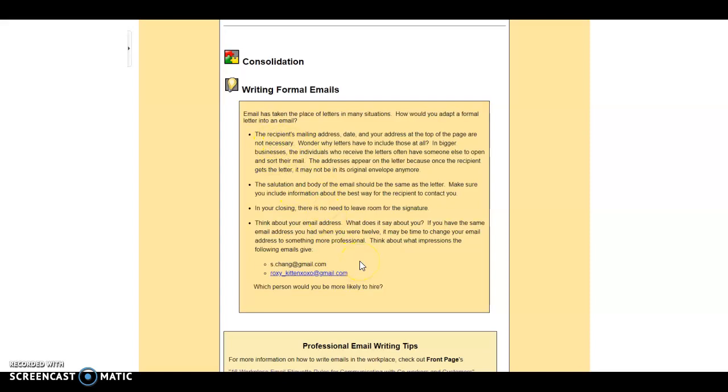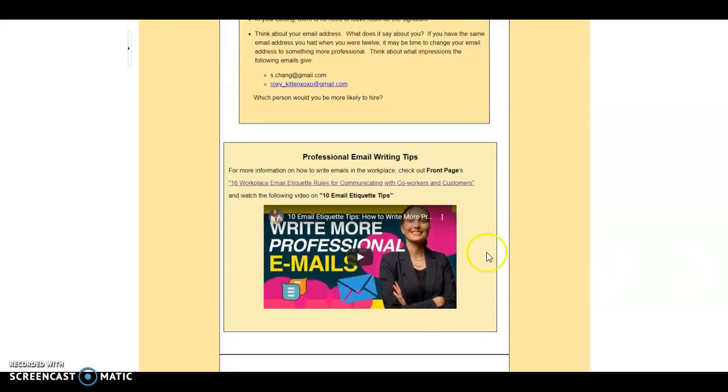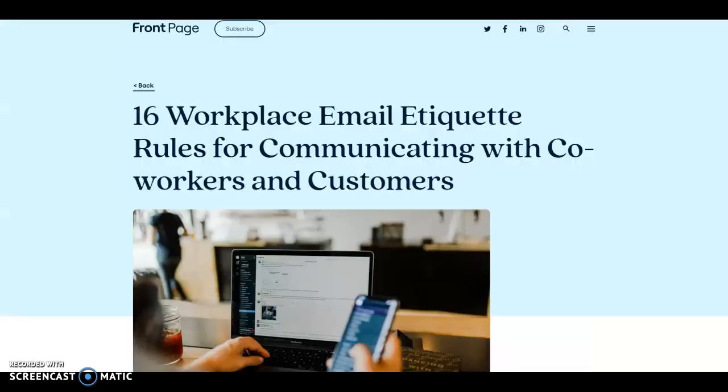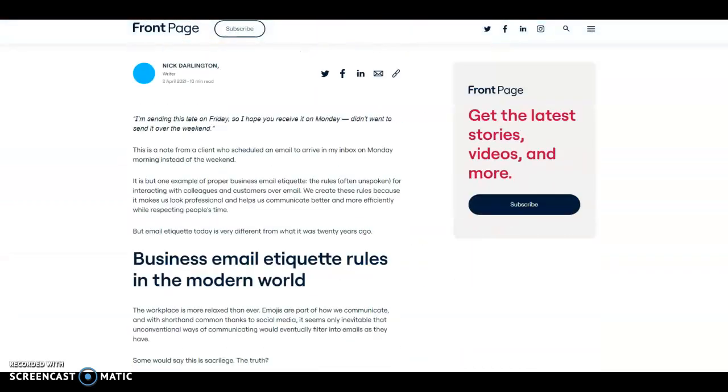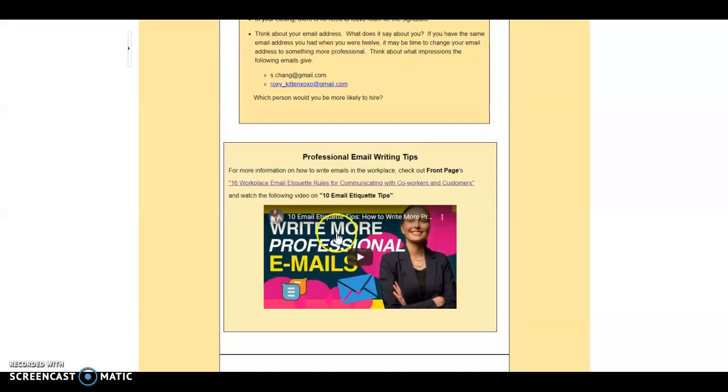So again, when we say formal emails, we're talking about when you send emails at work or when you send emails in a professional setting. Not when you're sending emails to your friends or family. If you want a little bit more detail on professional email writing, you can take a look at an article here called 16 Workplace Email Etiquette Rules for Communicating with Coworkers and Customers. And this is the article right here. Or you could take a look at this video called 10 Email Etiquette Tips, so how to write professional emails.